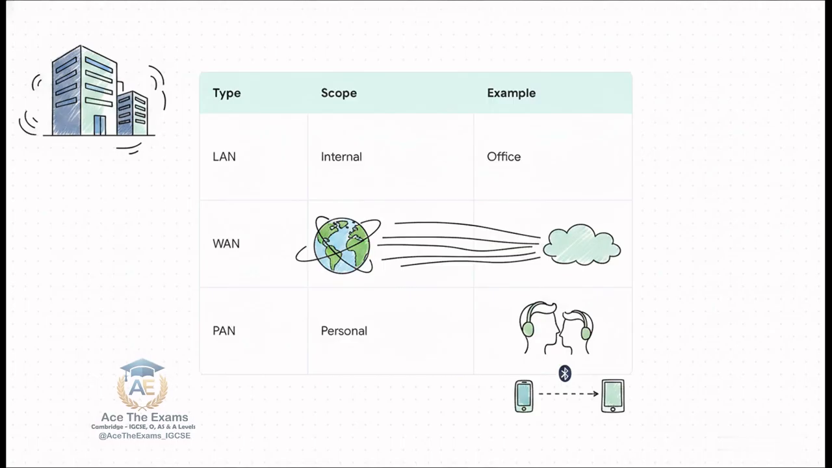But let's zoom in on the PAN, the personal area network. A prime example here is Bluetooth. It operates on an open wireless protocol for just a tiny 10 to 100 meters. And to put that into perspective, the speed caps out at around 1 megabit per second. Knowing these distinctions is absolutely key because they dictate the hardware and protocols used.